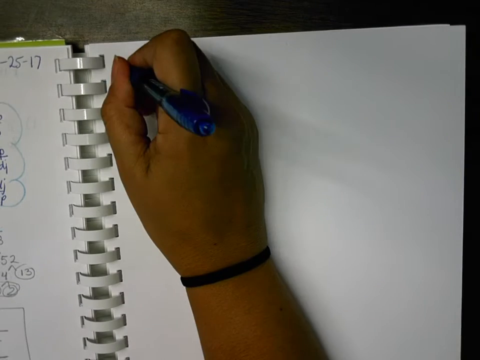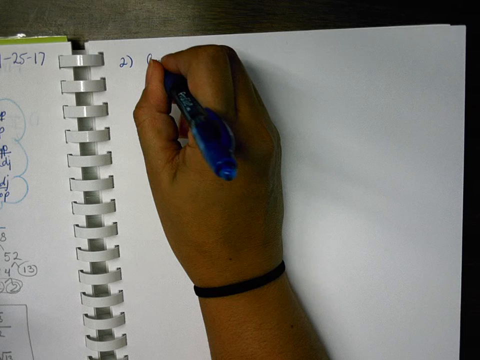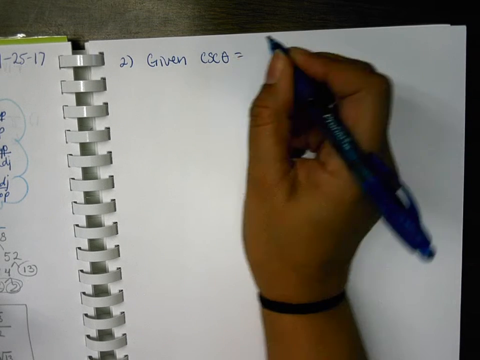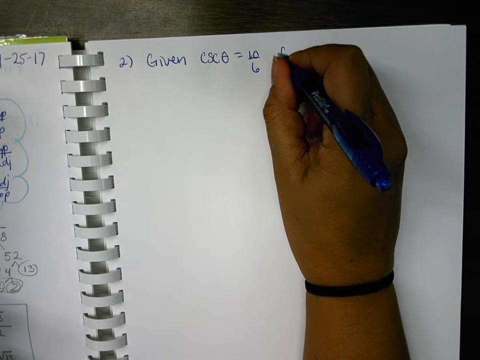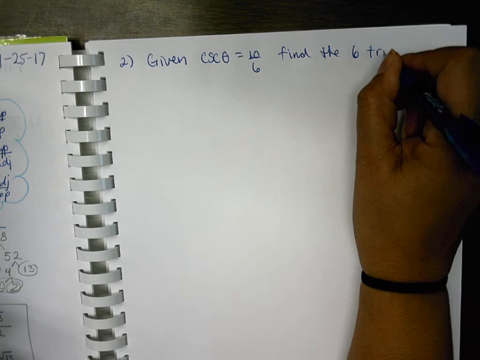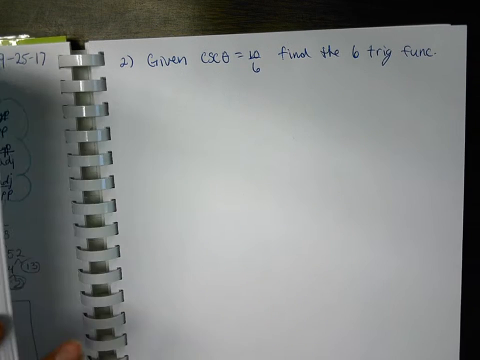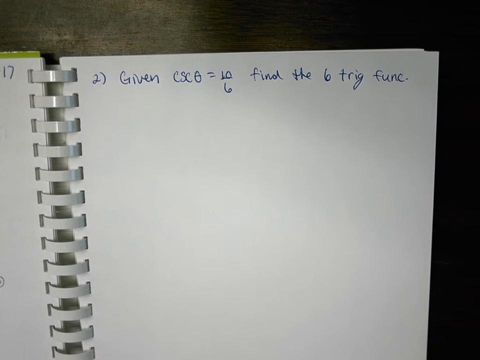What if you had something like this instead? Given cosecant of theta equals 10 over 6, find the 6 trigonometric functions. Okay, that's all they're giving you. They're not giving you anything else.